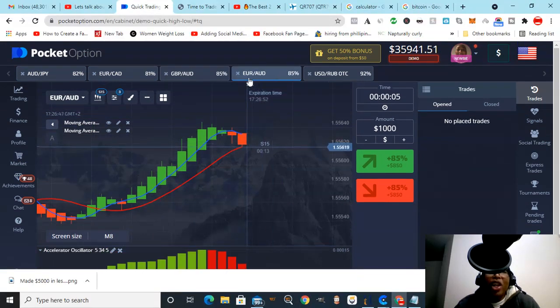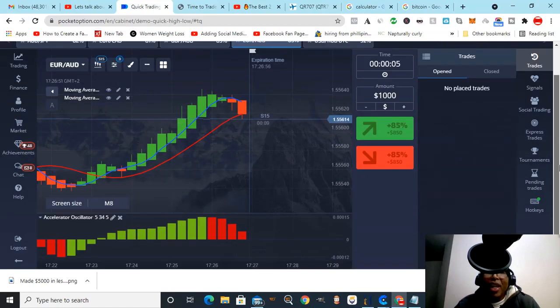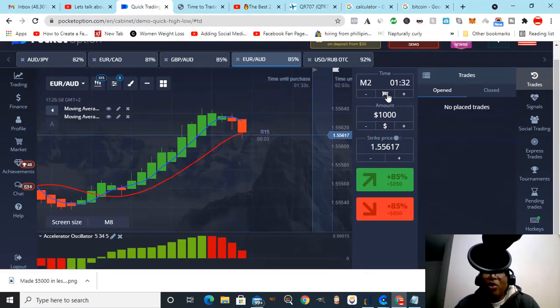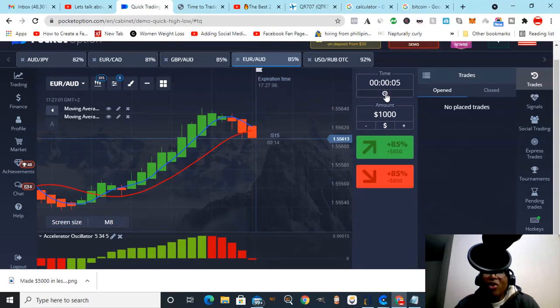Now, to change to 5 seconds, you have to hit this flag here. Okay, guys? How do you get to 5 seconds? Right here, the flag. And then come down here and put that to 0 and put this to the minimum. 5 seconds is the lowest you can use to trade. And make sure it's 5 seconds. Otherwise, this strategy is not going to work. You're going to lose your money.